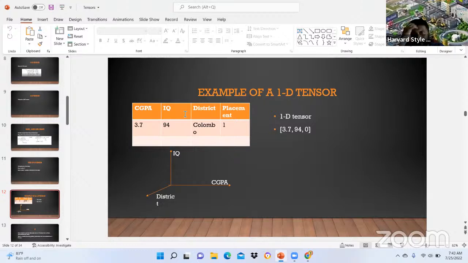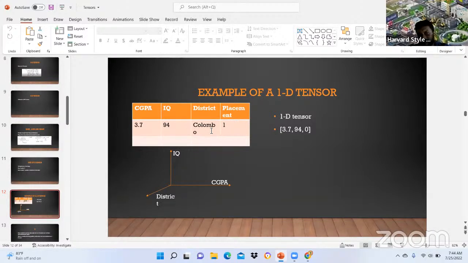If it is another country, they will take country as an attribute as well, and give higher priority to their own country. So you can't avoid the district or the country. Now think of this example. The CGPA is 3.7, the IQ value is 94, and the district is Colombo.